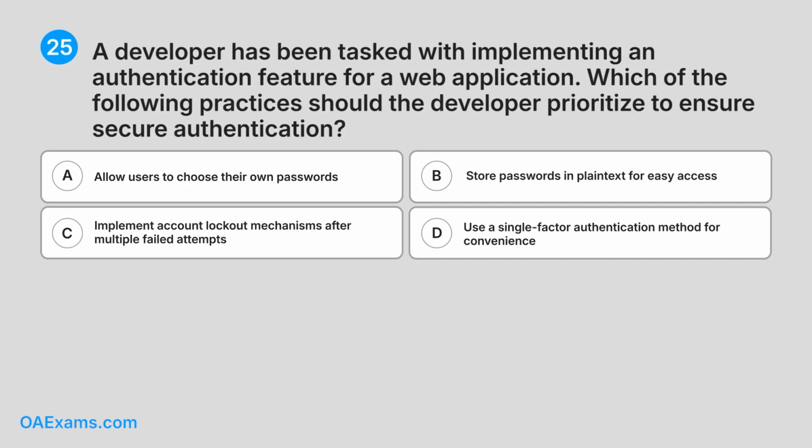25. A developer has been tasked with implementing an authentication feature for a web application. Which of the following practices should the developer prioritize to ensure secure authentication? A. Allow users to choose their own passwords. B. Store passwords in plain text for easy access. C. Implement account lockout mechanisms after multiple failed attempts. D. Use a single-factor authentication method for convenience. What do you think is the answer?